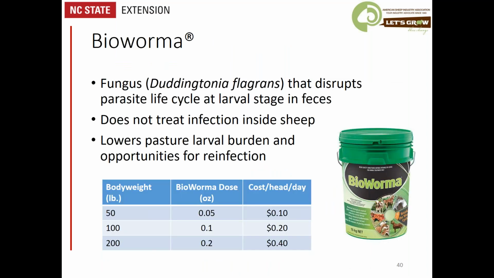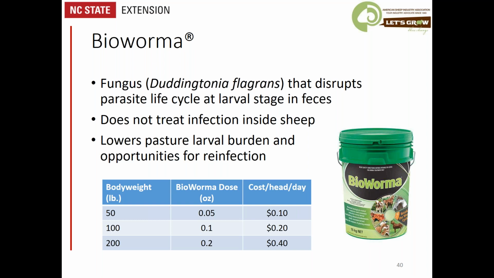I did want to mention Bioworma. That's been another hot topic. Bioworma is a fungus, Duddingtonia, that disrupts the parasite life cycle at the larval stage. We feed it to the animal, but it passes through the animal's digestive system and doesn't do anything to the parasite inside the sheep. It passes through the sheep in the feces, and when those L1 larvae hatch, this fungus attacks and kills them, resulting in lower pasture burden, lower pasture contamination, and consequently fewer opportunities for reinfection.